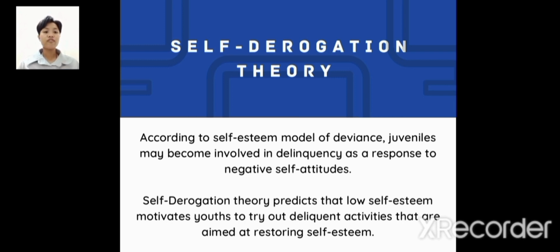So, self-derogation theory predicts that the lower the self-esteem, the more it motivates young people to try out delinquent activities, including drug offenses and crime by young people against person and property.